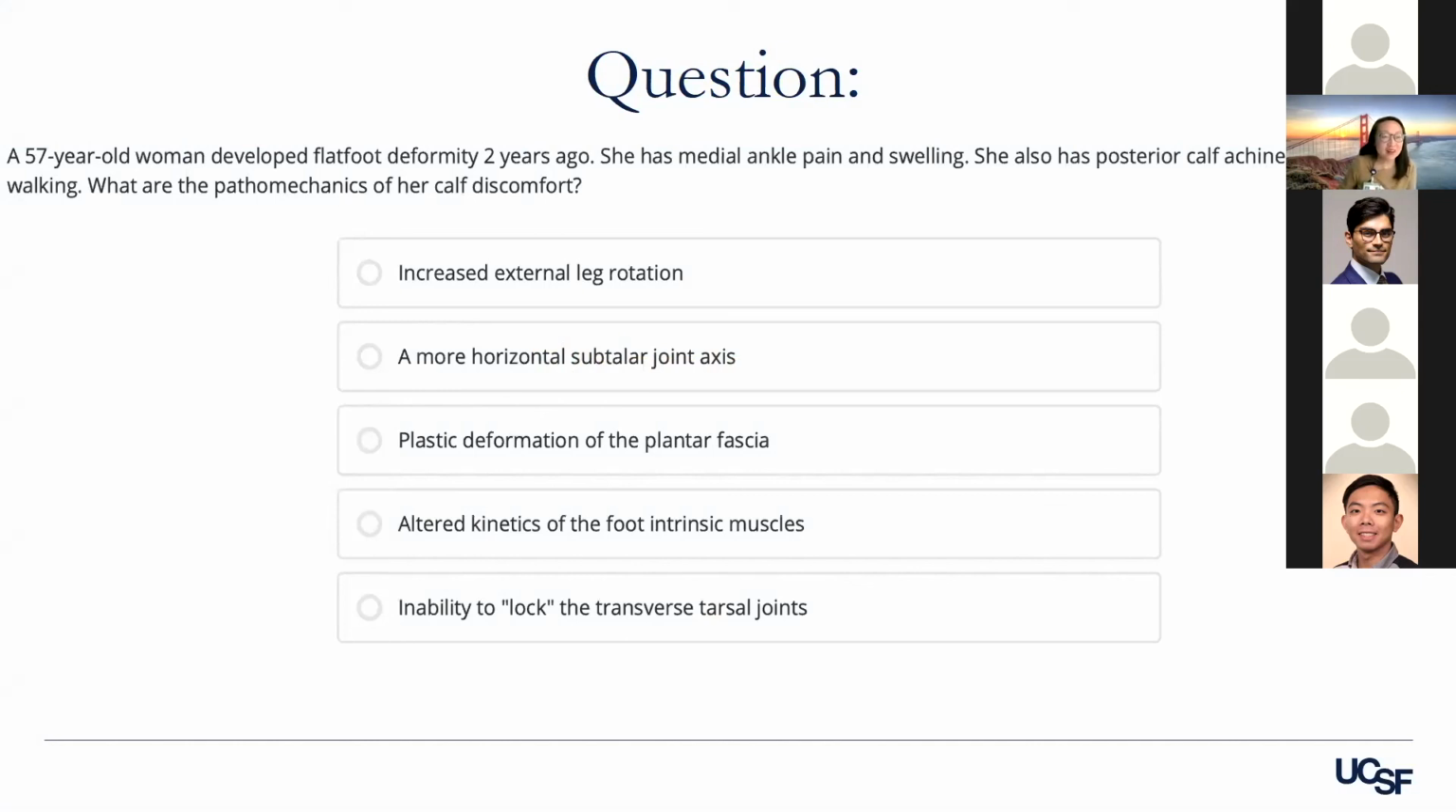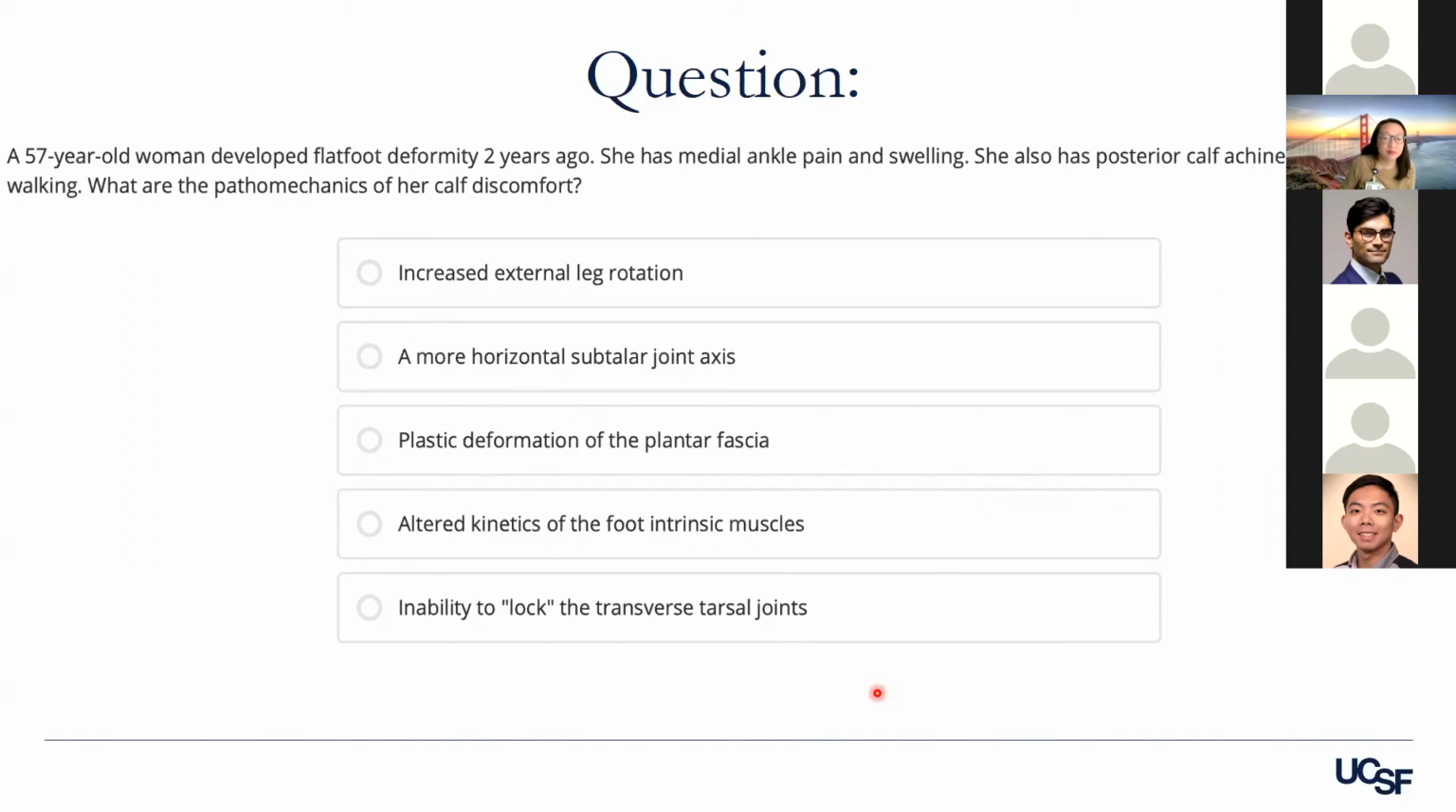Sure. Okay. A 57-year-old woman developed flat foot deformity 2 years ago. She has medial ankle pain and swelling. She also has posterior calf achiness with prolonged walking. What are the pathomechanics of her calf discomfort? 1 is increased external leg rotation. 2 is a more horizontal subtalar joint axis. 3 is plastic deformation of the plantar fascia. 4 is altered kinetics of the foot intrinsic muscles. And 5 is inability to lock the transverse tarsal joints.